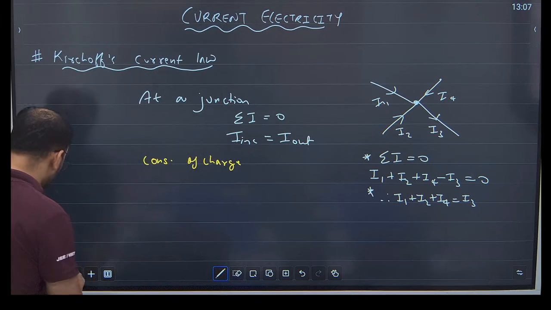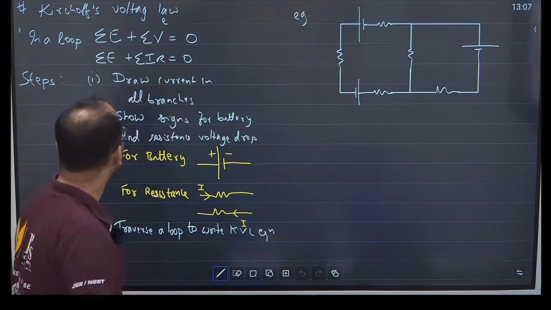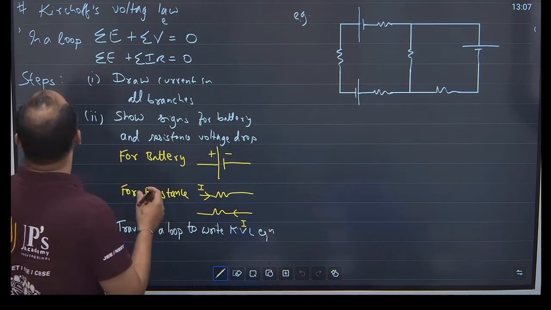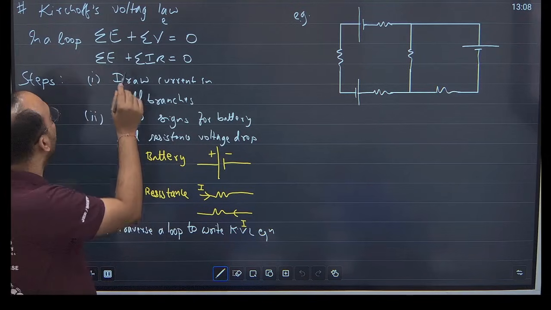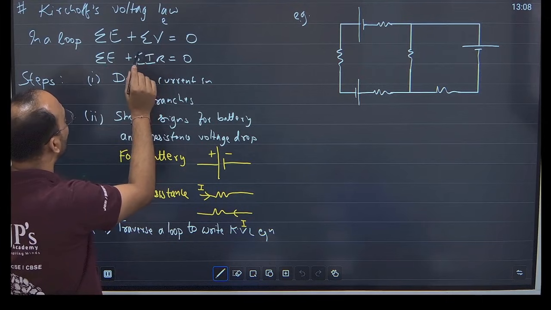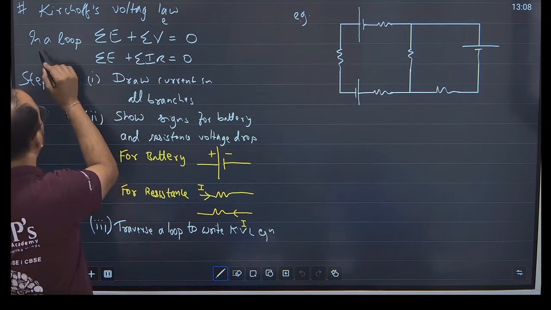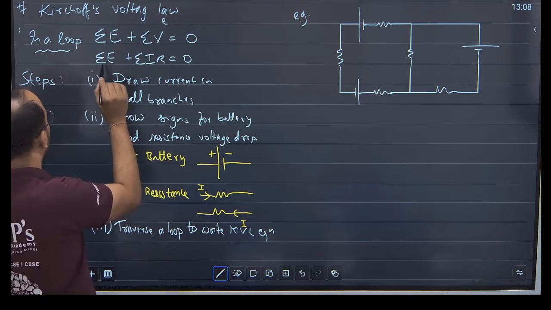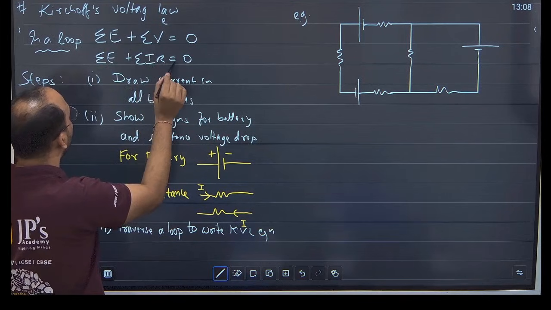Next law is Kirchhoff's voltage law. This law is slightly tedious. We need to understand the steps to be taken care of here. The law states that in a loop, the sum of all EMF plus all voltages, where V means voltage drop across resistance, so we can write V as IR, is equal to 0. When I say EMF, I mean the battery. So the sum of all battery voltages plus the sum of all voltages across resistances is equal to 0.